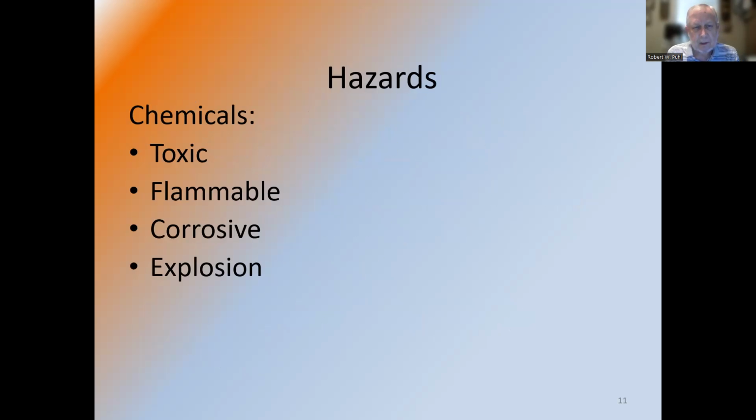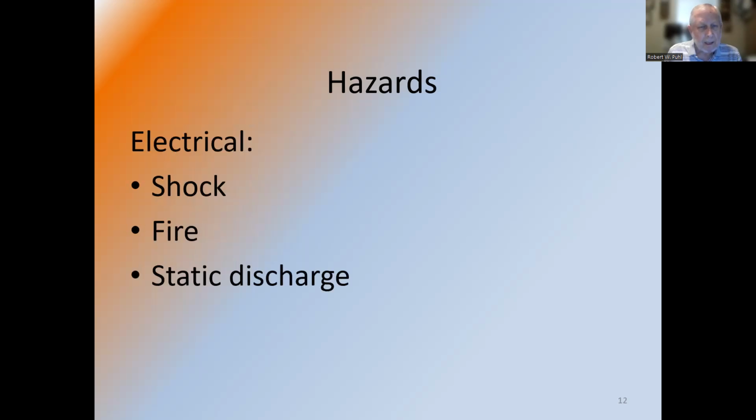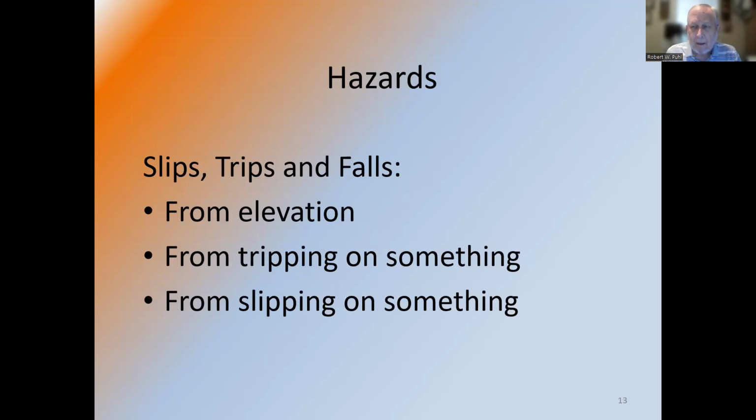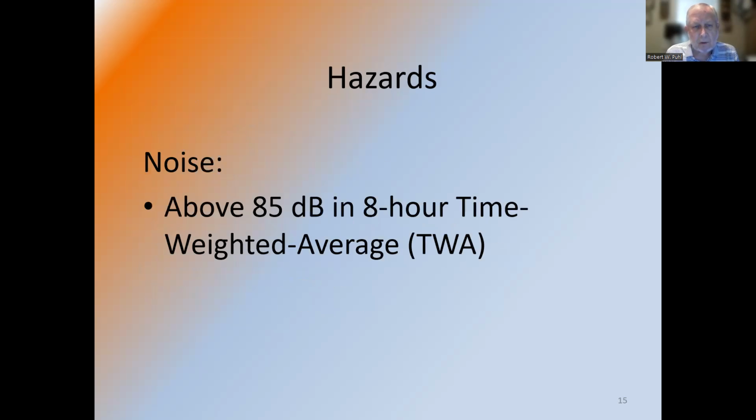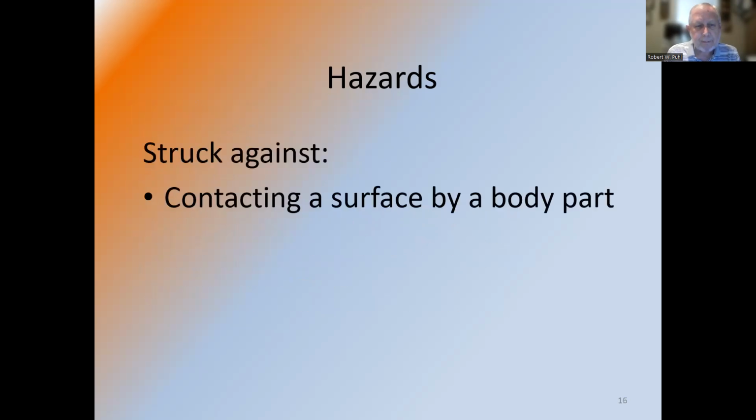For instance, hazards: you've got chemicals, toxic chemicals, flammable chemicals, corrosive, explosion. Electrical: you have shock, fire, static discharge can happen. You have slips, trips, and falls from elevation, from one height to another, tripping on something, slipping on something on the floor. Fire, heat: it burns, heat exhaustion, heat stroke. Noise above 85 decibels, any time limit average. What's that called? That's the action level. We'll talk about that in a couple of modules.